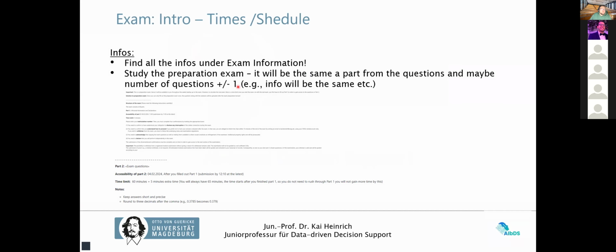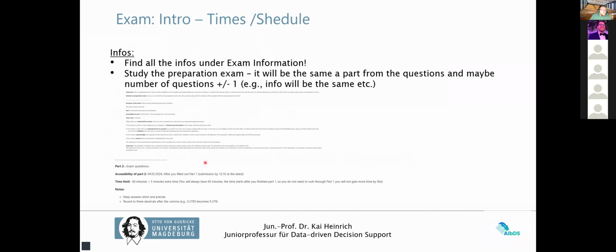Okay, so very important. The first thing I'm going to say is, please, for the love of God, check out the exam information. I don't want to copy paste too much information here on the slides. So please check out the exam info. It's very important for the exam, find all the info of the exam. The sheets that you saw, with all the info, will be exactly the same.